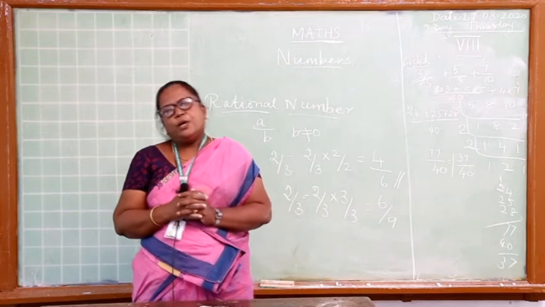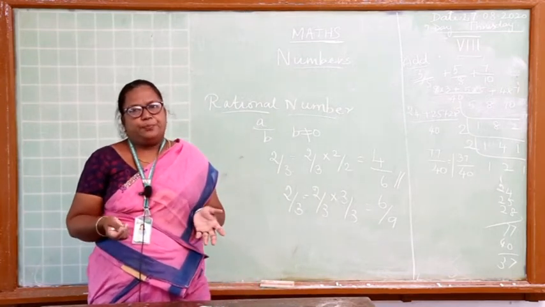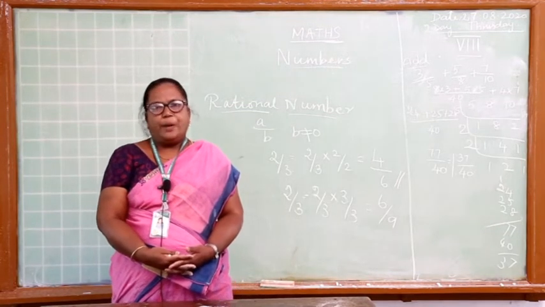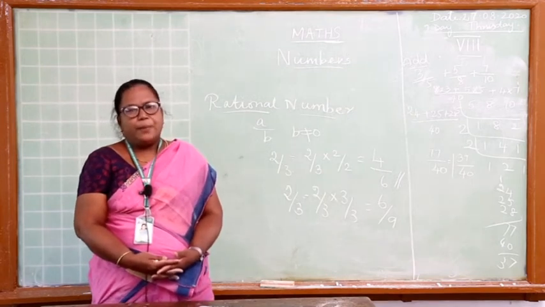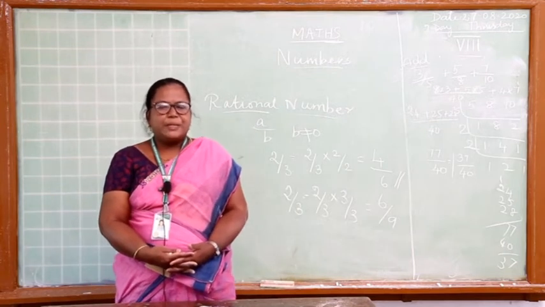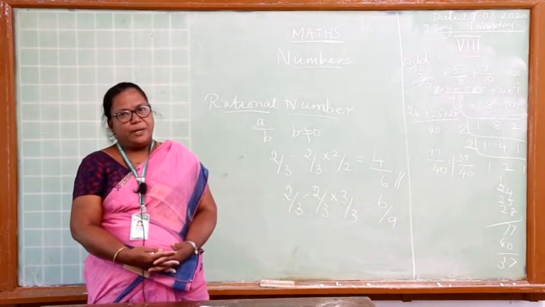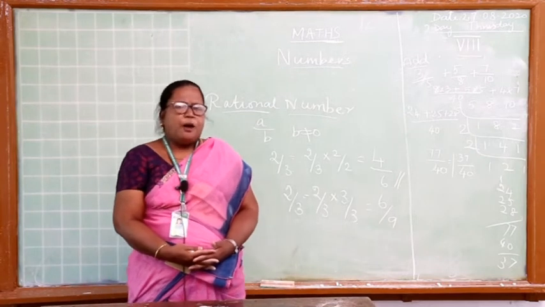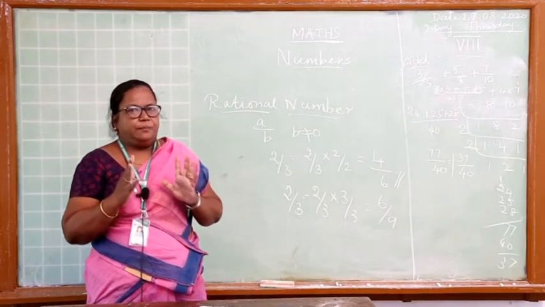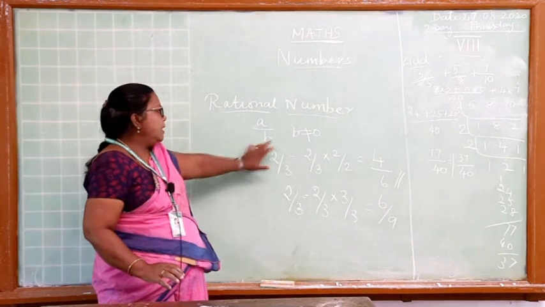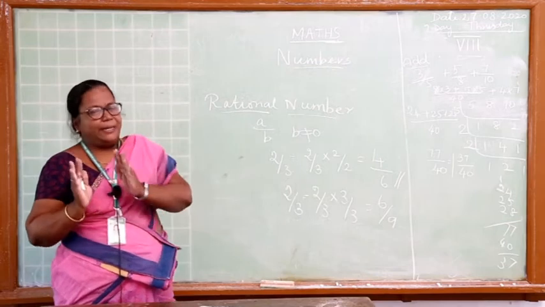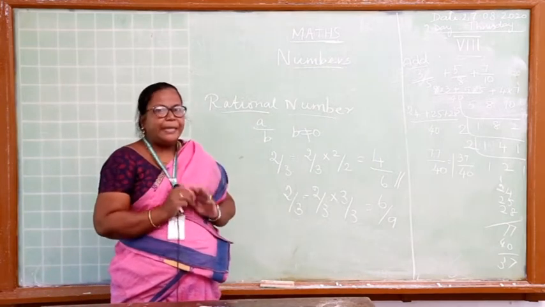Now we are going to see about rational numbers. How will you represent a rational number? Any idea? In the form of a by b, where b is not equal to 0. So usually we represent a rational number in the form of a by b. How will you find an equivalent rational number for any fraction? Now you have to find an equivalent fraction.